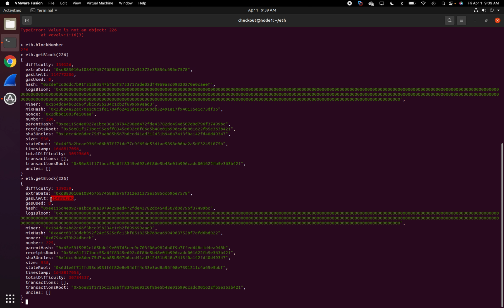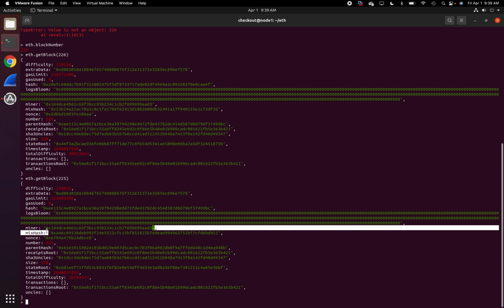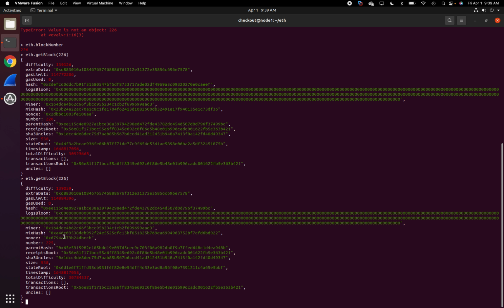As we said, the gas limit also didn't go up here for some reason. I'll have to look into that. But we still see where our miner address is, our mix hash, just like we see above. Our mix hash is different because it's a different block, and different values go into how they get the mix hash and the nonce, which go into the actual hash. So that's how we get the actual hash, and this is why they're different.